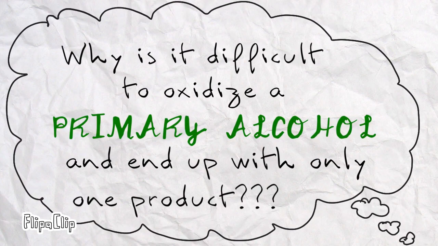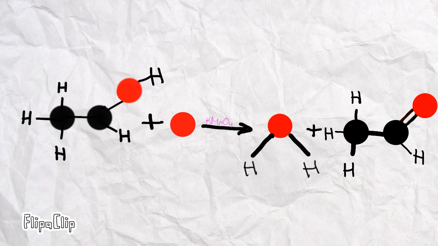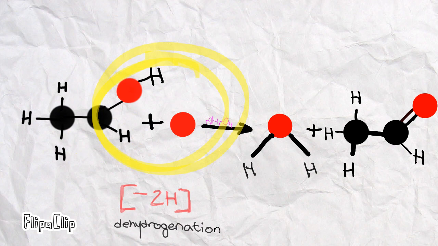It is difficult to oxidize a primary alcohol and only end up with one product because the only way to form an aldehyde is when a H2O molecule is formed from the hydrogen atom on the alcohol group and a hydrogen on the carbon chain is bonded with the oxidizing agent, which is also known as dehydrogenation.